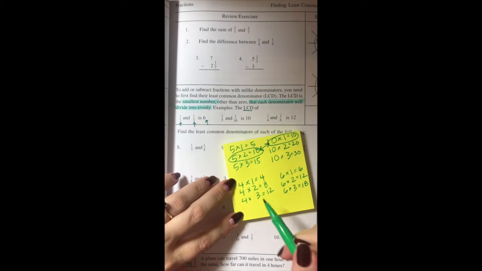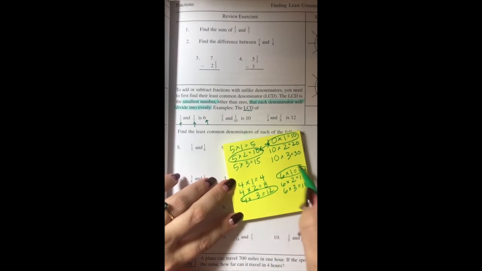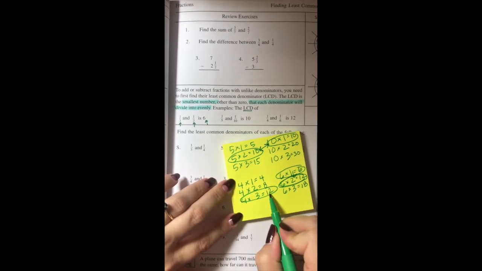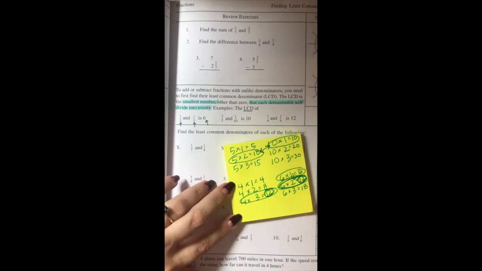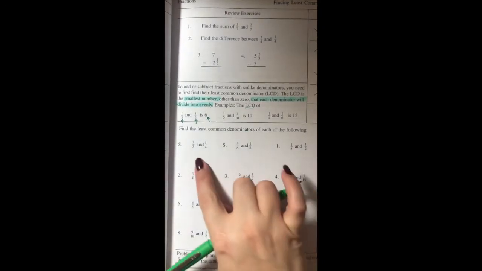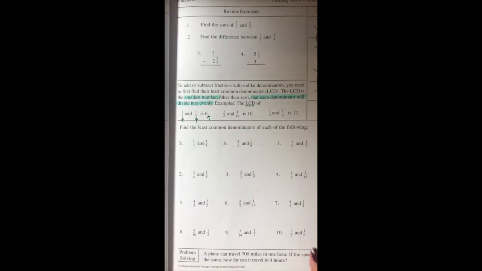what it means. So here we have this one right here, 12. We have 4 times 3 is 12, 6 times 2 is 12. It is the smallest number that both of these numbers fit into. So you're going to do the same process with all of them. And I'm going to do the first samples with you.